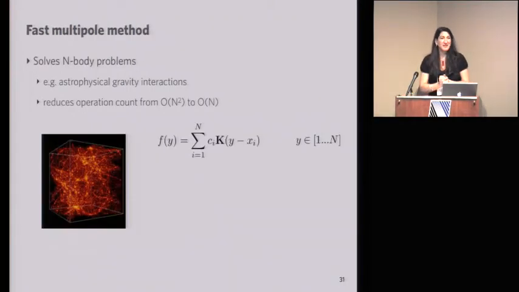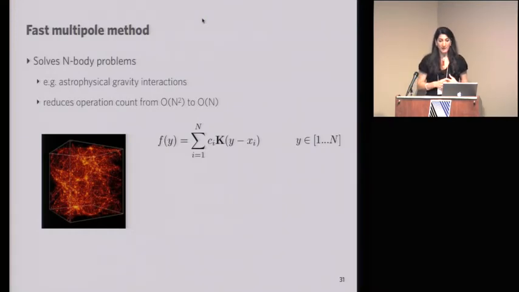So let me give you, again, a high-level explanation of the fast multipole method to give you just an idea. And I can give you some references to share in the Google groups. So the fast multipole method solves what's called the n-body problems, for example, in astrophysical gravity interactions of all masses in a galaxy, say. And it reduces the operation count from order n squared to order n.